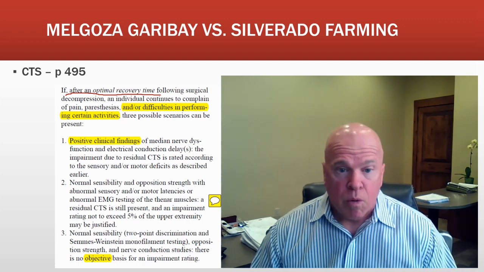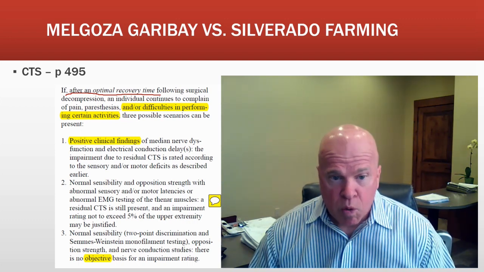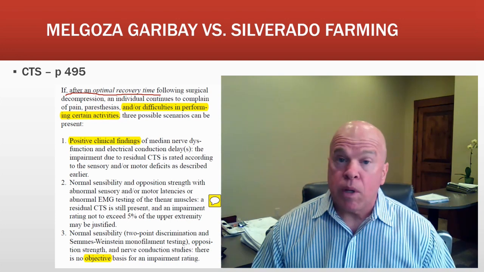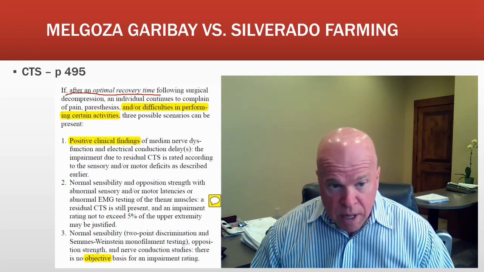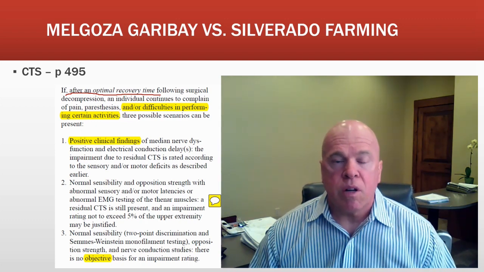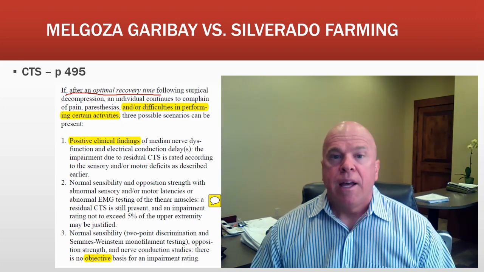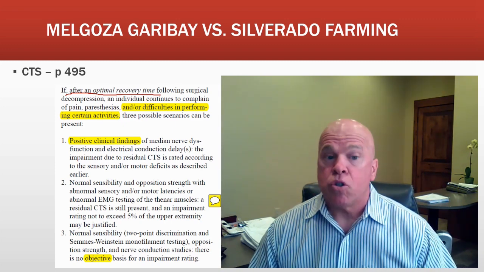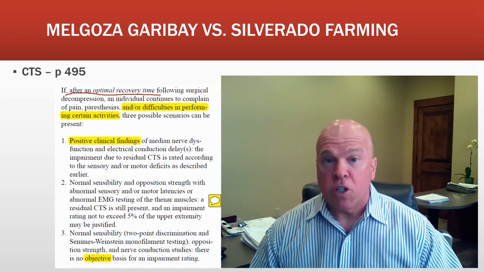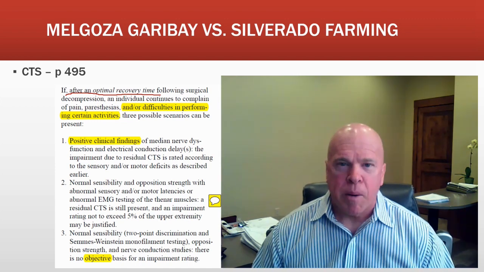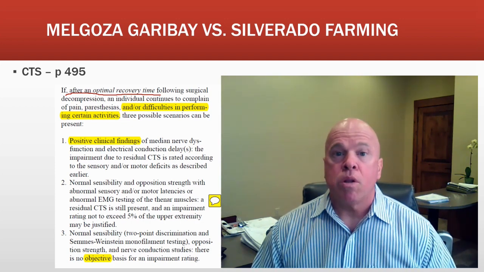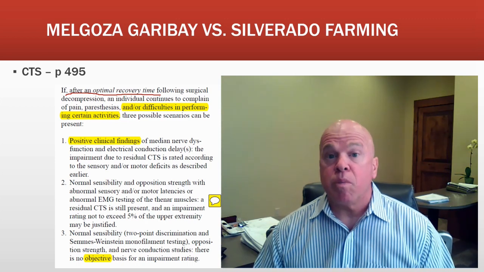an optimal recovery time. So after an optimal recovery time following surgical decompression, an individual may continue to complain of pain, paresthesias, and difficulties in performing certain activities. In other words, they're having symptoms. Okay, so many times carpal tunnel syndrome surgical cases have a resolution of symptoms. That's the purpose of the surgery, correct? Is to resolve the problem, to restore the function of the median nerve, to decompress the median nerve.